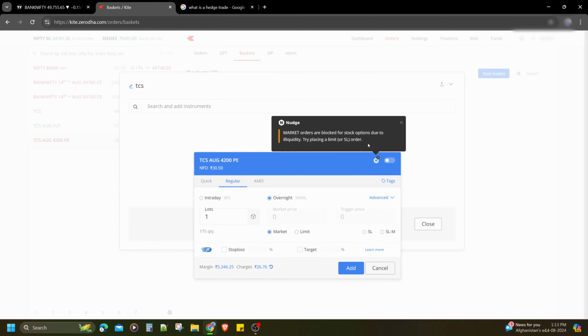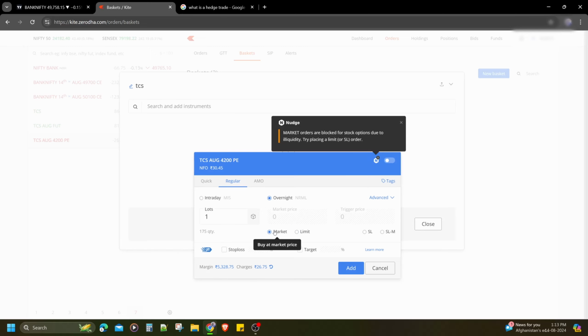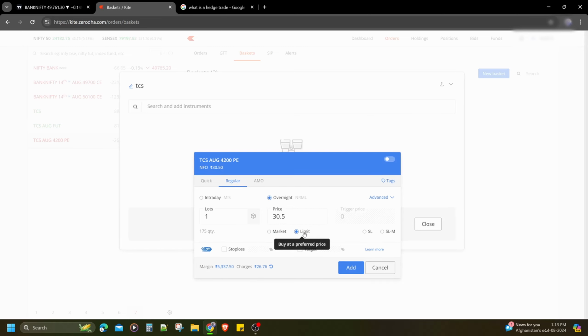Sometimes you may get a notification saying market orders are blocked for stock options due to illiquidity. If you come across this notification, try to place a limit order with the price you want. See, whenever we selected limit, the notification went off. If we try to exit in the market order, the notification comes back. So try to execute the limit price, the price that you want to enter.